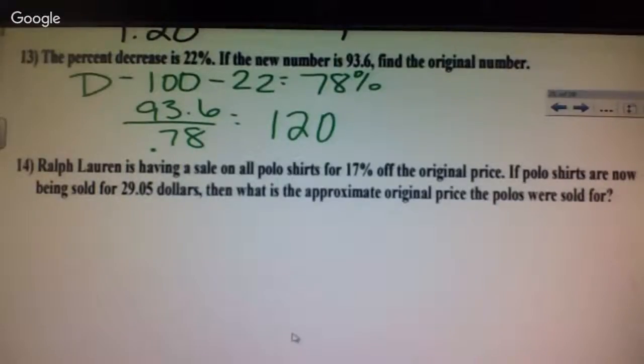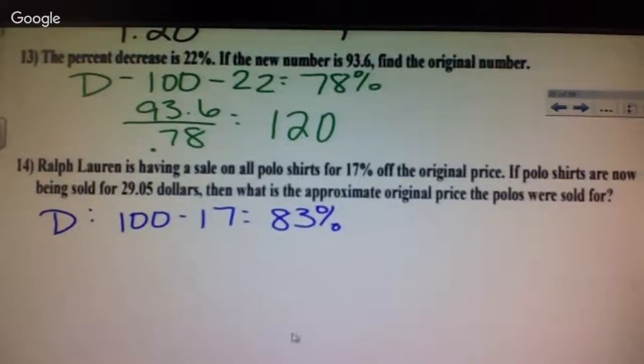So we're 17% off. So are we increasing or decreasing? Okay, we're decreasing. So 100 minus 17, we're paying 83% after sale. So 0.83 is a decimal, and my shirts are now $29.05. So originally my shirts were what price? $35.